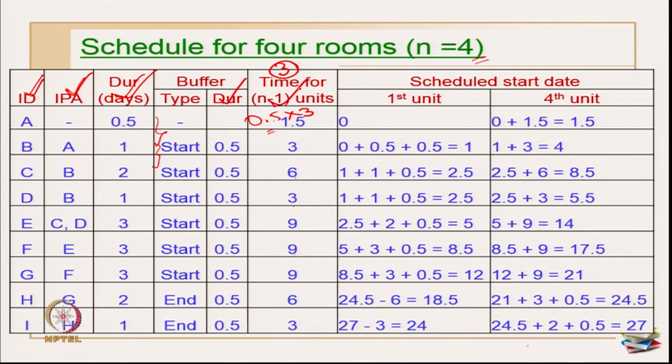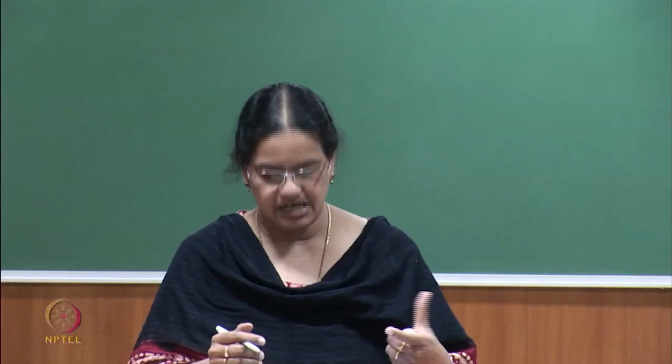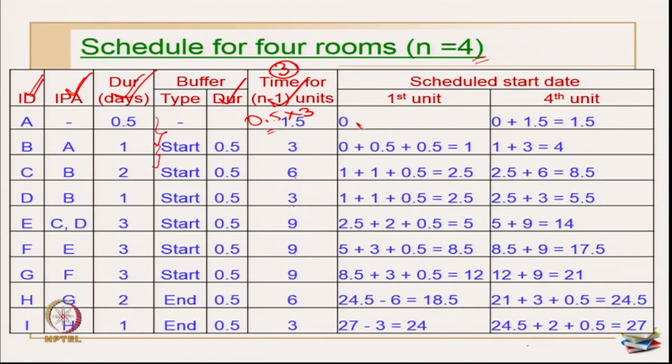Then now we have to start filling in the remaining part of the table. So, first, scheduled start date, by default we have to start on day 0. Then when do I start the 4th unit? The 4th unit I will start after 3 units are completed. So, that will be 0 plus 1.5. So, on 1.5 day you are going to start the 4th unit. That is what we have to write.